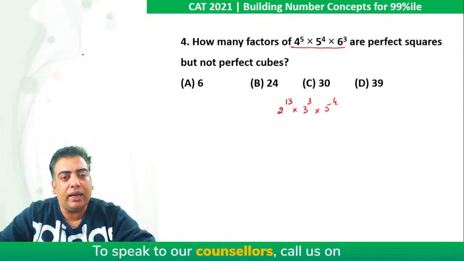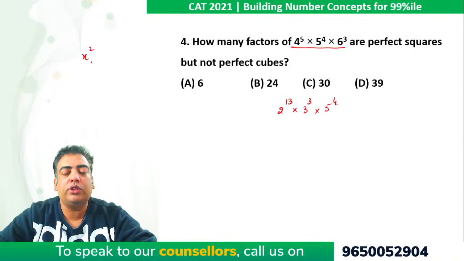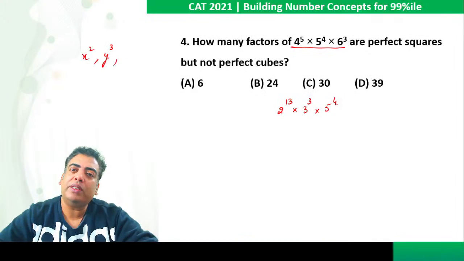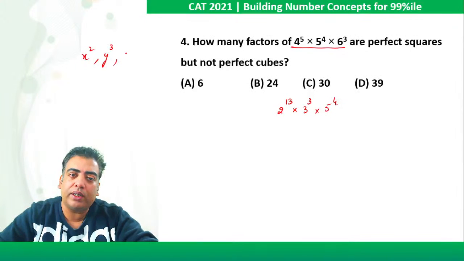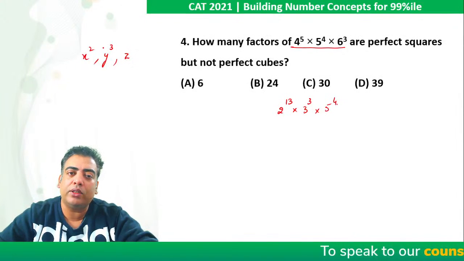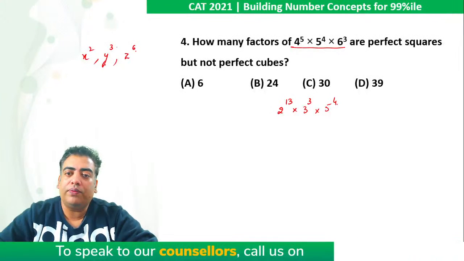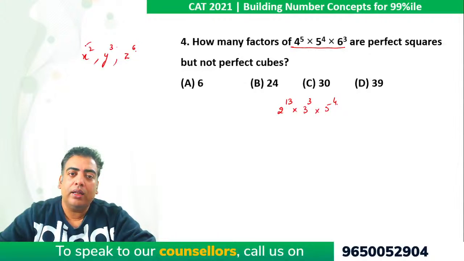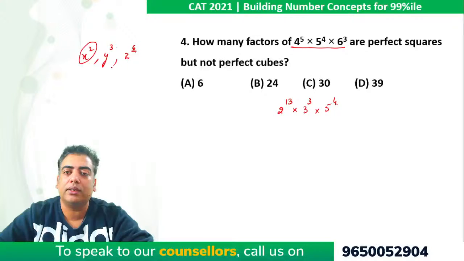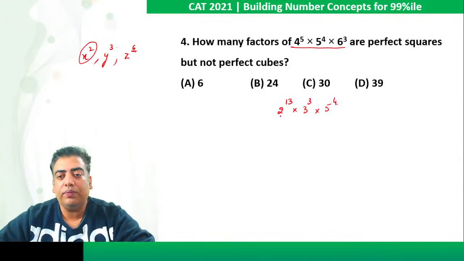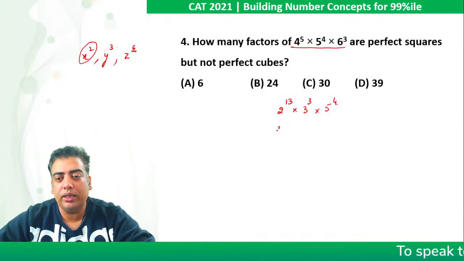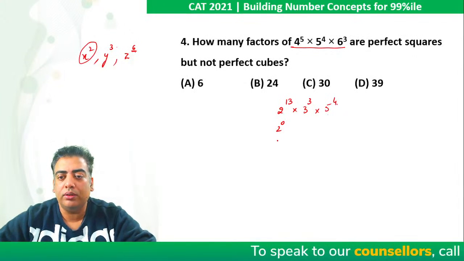When I say a number is a perfect square, it should be of the form x square. If it is a perfect cube, it should be of the form y cube. A number which is a perfect square as well as a perfect cube will be of the form z raised to power 2 multiplied by 3, which is 6. So effectively what the question is saying, we are required perfect squares, but the power should not be a multiple of 6.